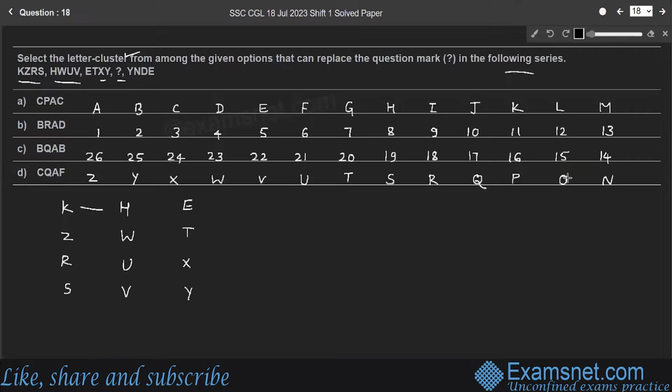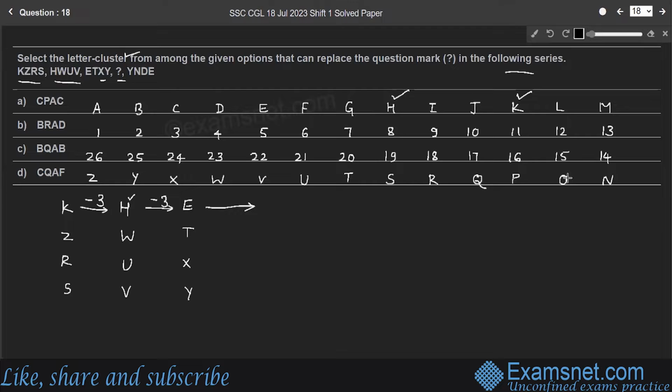For that, consider all first letters, right? So K, H and E. Positional value of K is 11, of H is 8. Therefore, we can write K minus 3 as H, right? K minus 3, which is 11 minus 3, is 8, right? Whereas H is 8, H minus 3 is E, right? To get the first letter of the next cluster, subtract 3 from the previous first letter. Very simple rule, right?